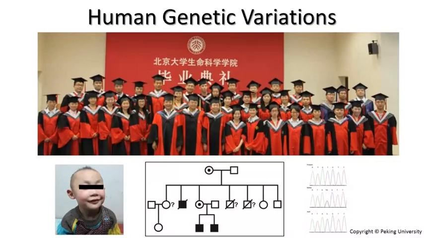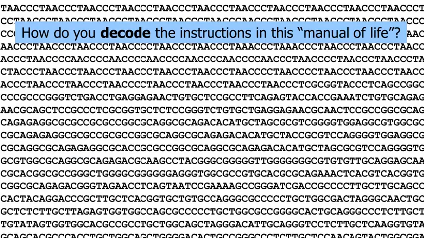How can we find this one disease-causing mutation among the 3.1 billion base pairs in the human genome? How can we distinguish disease-causing mutations from neutral mutations? These are all important questions that fascinate me. The fundamental question is, how do we decode this manual of life? This seemingly simple book of life of just 4 letters is actually not easy to read.